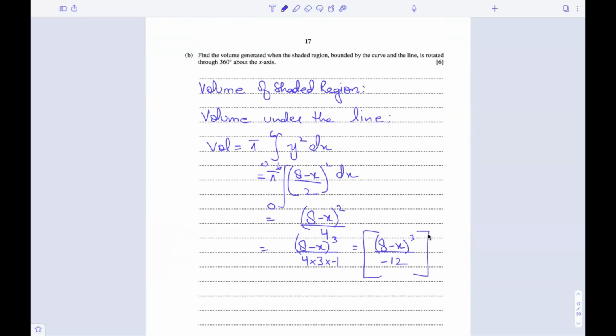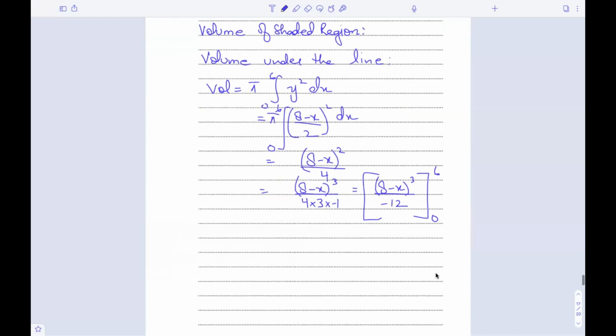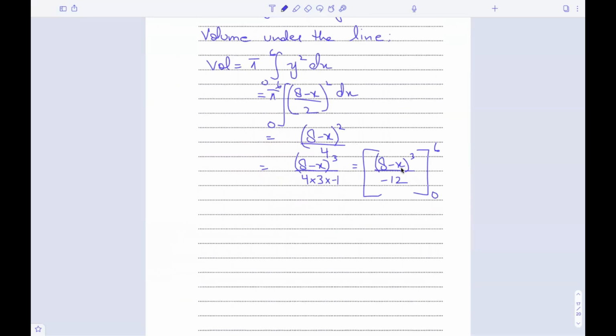Now we have to substitute the limits, which are 6 and 0. Substituting 6 into the equation, we have 8 minus 6, which is 2, whole cube, 8. So we have minus 8 upon 12. And substituting 0 into the equation, we have 8 cube, which is 512, upon minus 12. So we have minus 512 upon 12. So minus 8 plus 512 is 504 divided by 12. We have 42 pi, which is the volume under the line.